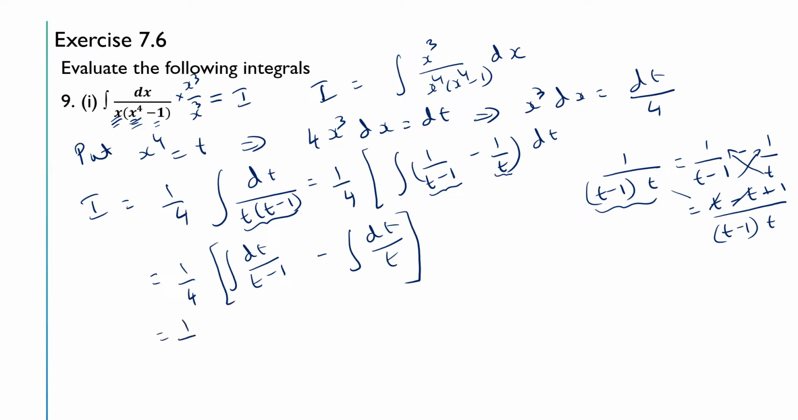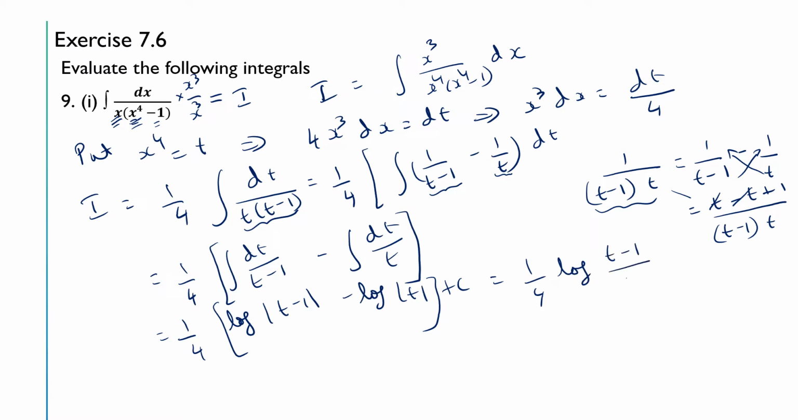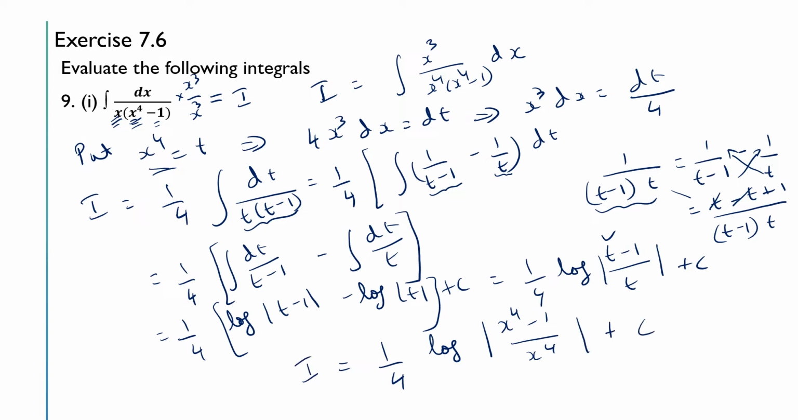Now it is very easy. So this is equal to 1 by 4 log mod t minus 1 minus log mod t plus c, or, log a minus log b is log a by b, so this is equal to 1 by 4 log mod t minus 1 upon t, then plus c. Now we can substitute for t. t we have taken as x raised to 4. So this is equal to 1 by 4 log mod x raised to 4 minus 1 upon x raised to 4 plus c. So this is the answer.